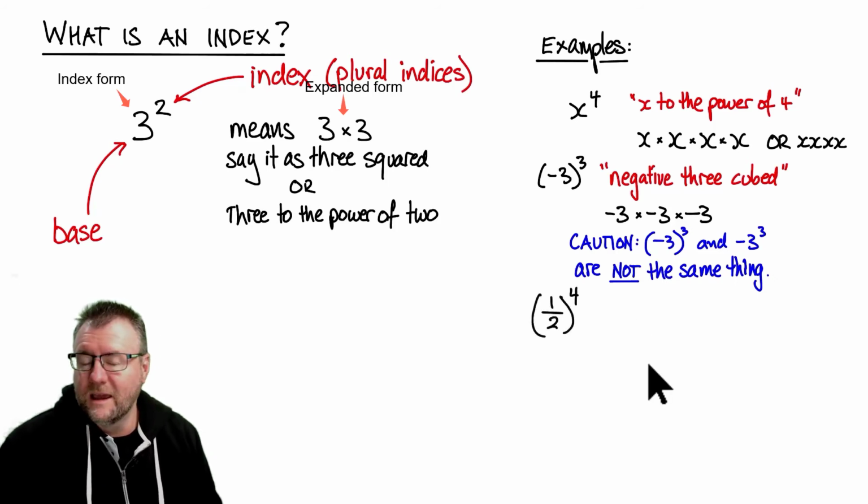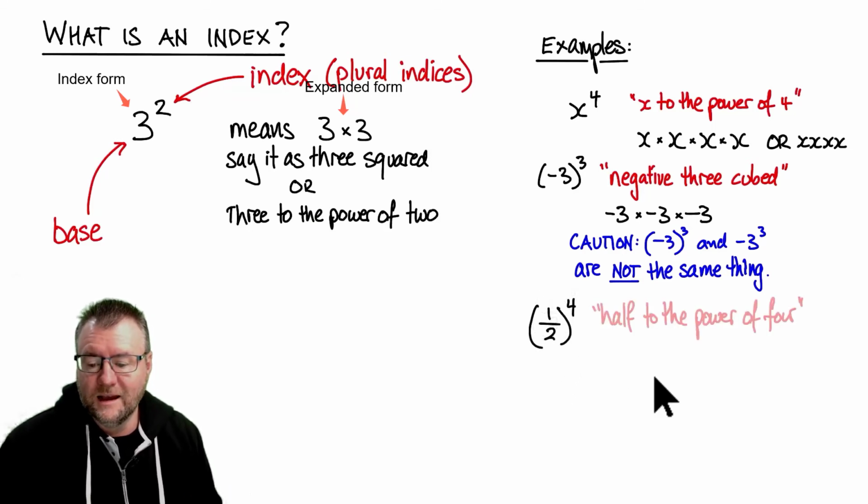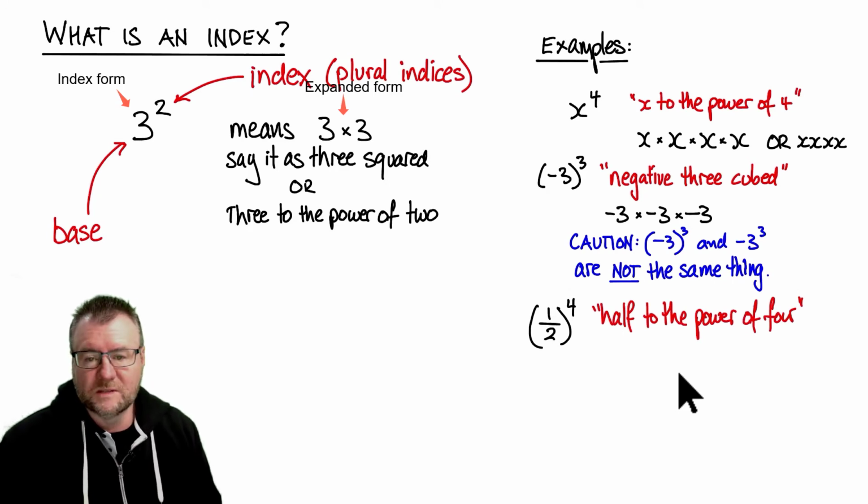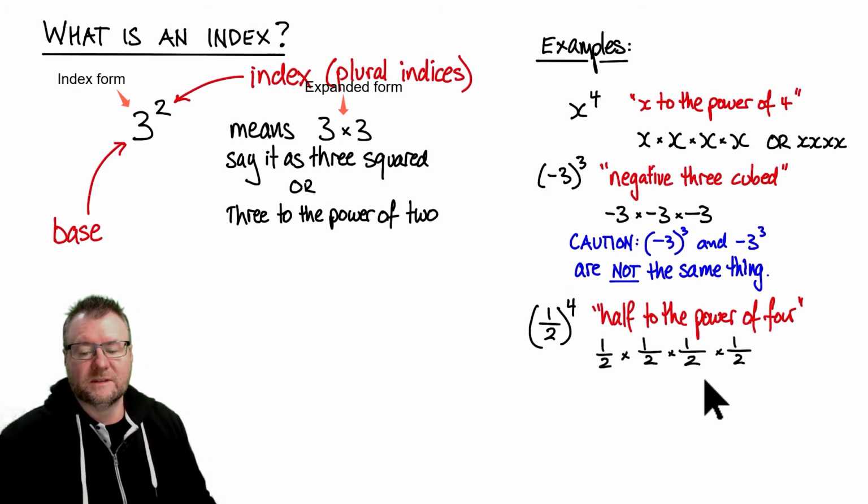You might even have fractions involved, and that's okay. This has a base of a half, so this would be said as half to the power of 4, which would just mean a half multiplied 4 times.